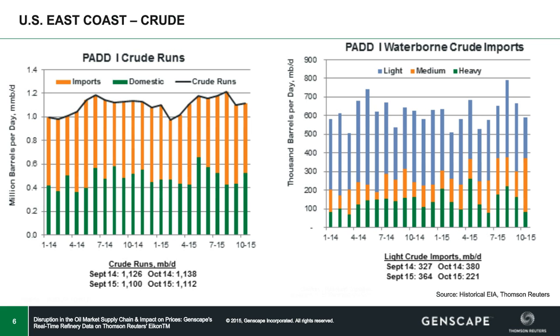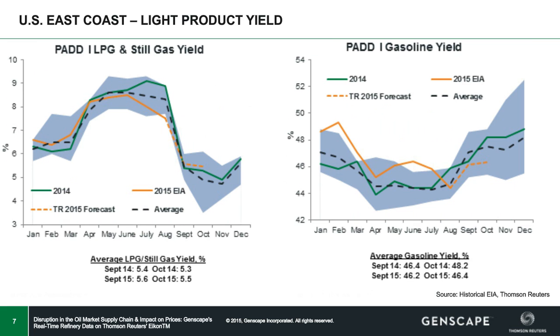And on to the yields. LPG and still gas yields in PADD 1 have followed seasonal trends throughout the year, and we expect them to continue to remain near the 5-year average going forward, with September and October's yields mirroring those seen last year at 5.6 and 5.5% respectively. Gasoline yields for the East Coast fell from previous year-on-year highs seen during the first half of the year to near the 5-year average in August. We anticipate this trend to continue in September and October, with gasoline yields remaining below last year's levels at 46.2 and 46.4%.